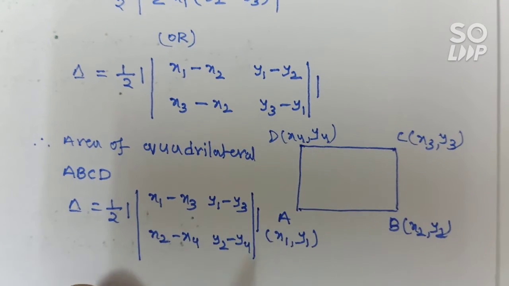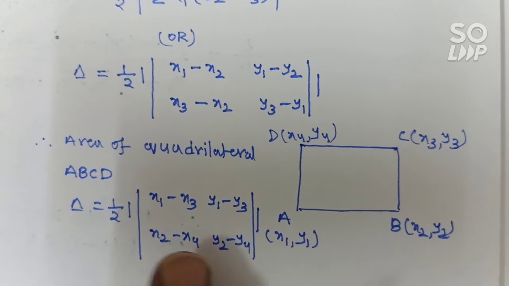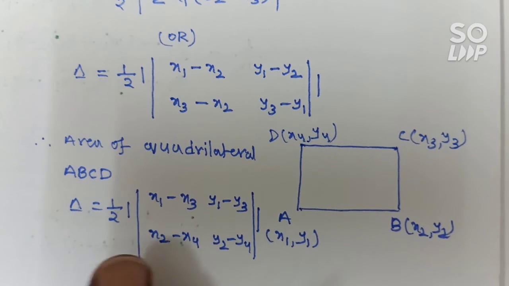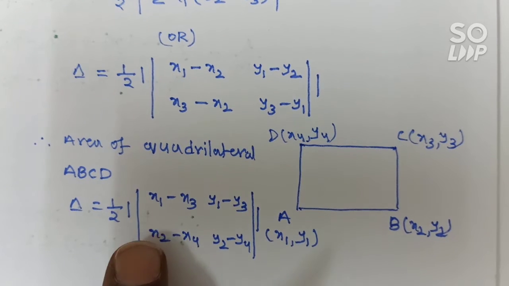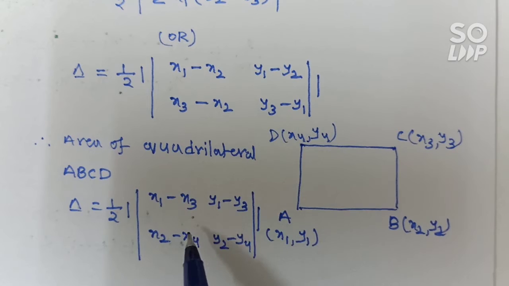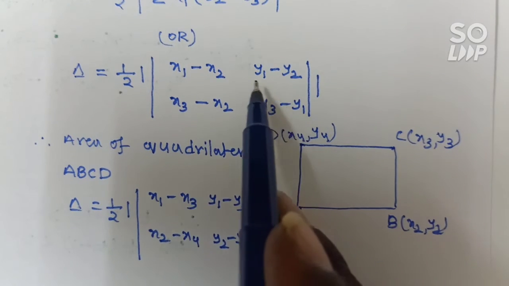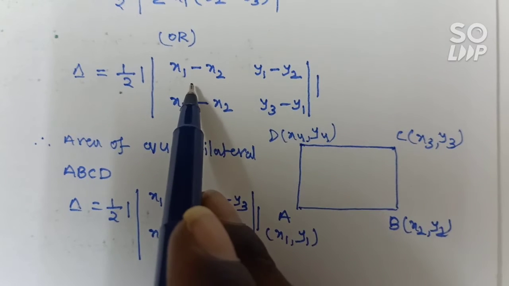Why are we taking the modulus? Area will always be positive, so you have to write the area of the quadrilateral between the modulus. The small vertical lines represent the modulus, and the long vertical lines represent the determinant. Both of these are in the form of a 2 by 2 order determinant. I hope everybody knows how to write this.